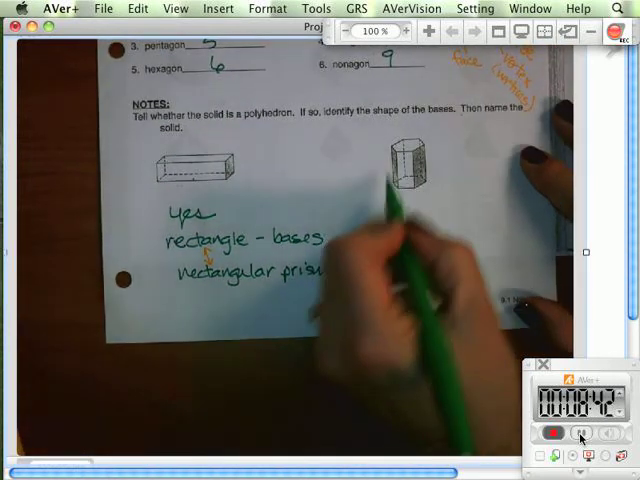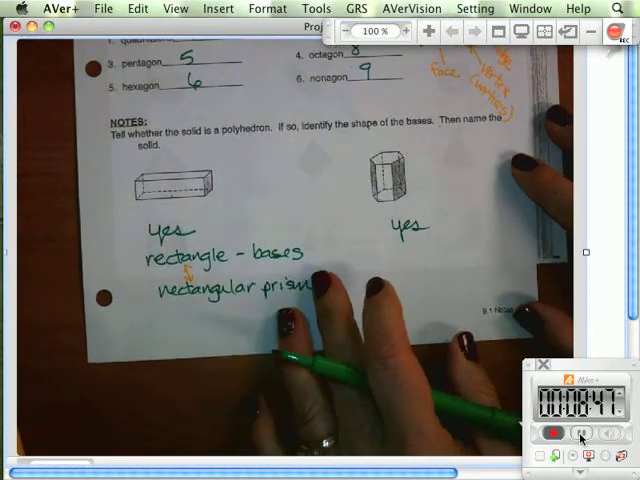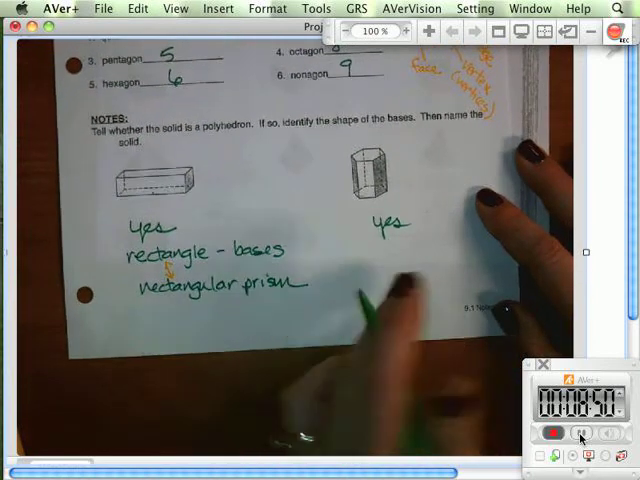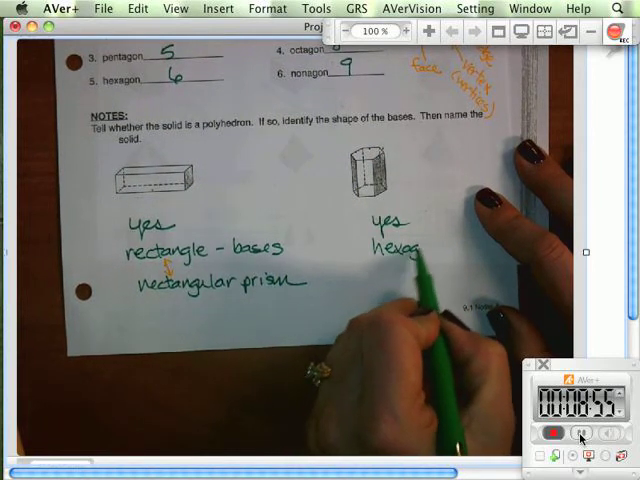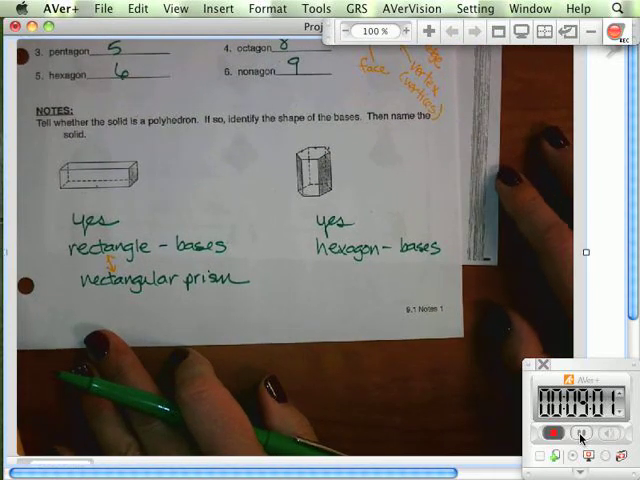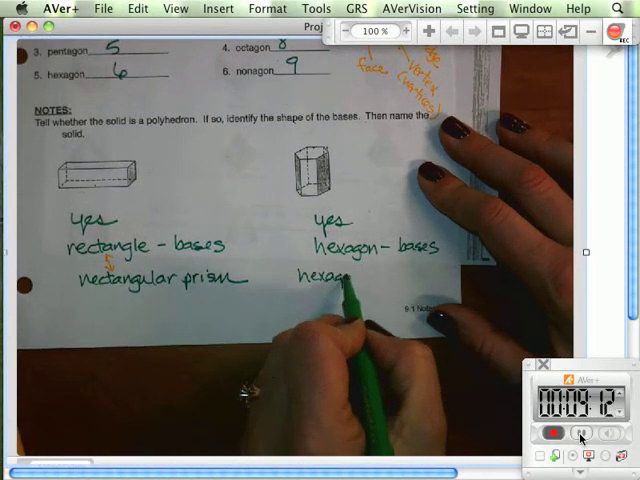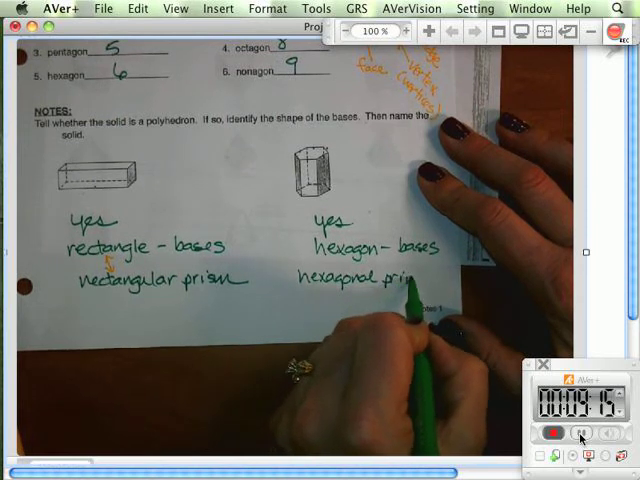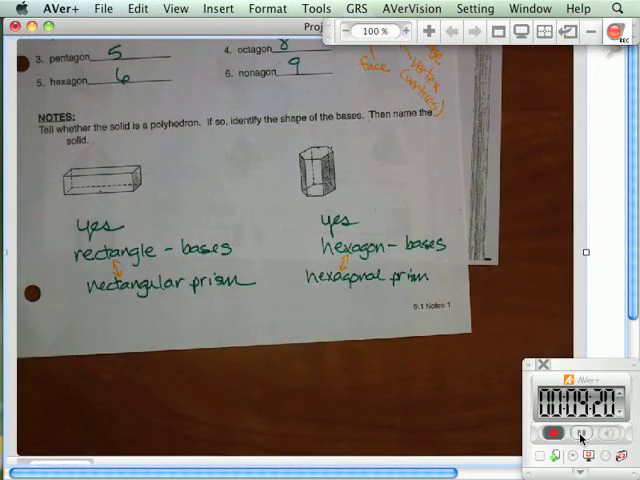Okay, is this a polyhedron? Does it meet the definition? Yes, it does. All its faces are polygons. What's the name of its base? 1, 2, 3, 4, 5, 6. Hexagon. How would I name that? Close. Hexagonal, however you want to say it. Hexagonal prism. So basically I want you to realize that you're naming it by its base. Okay?